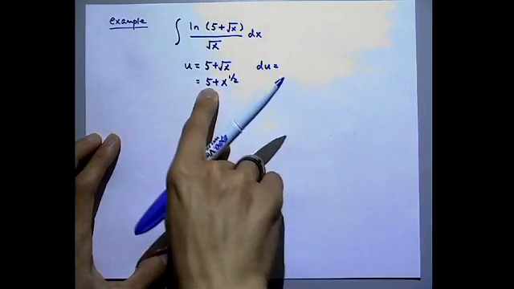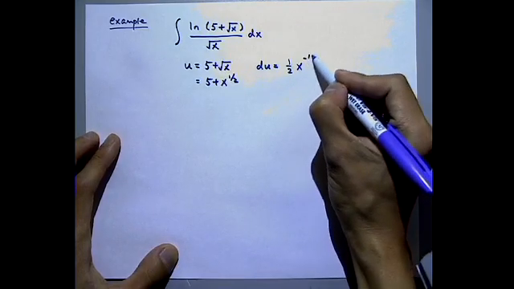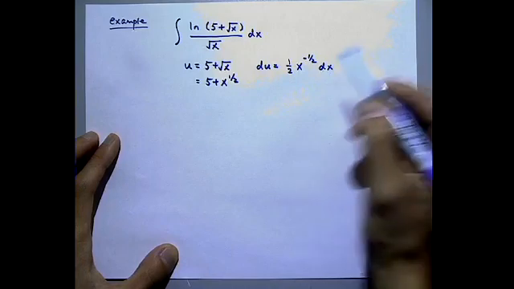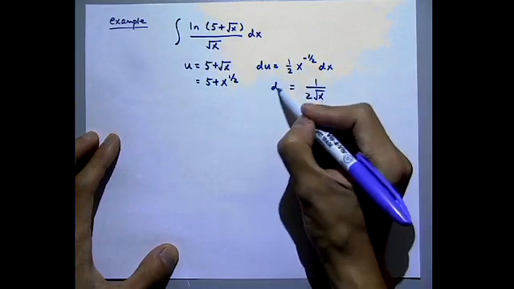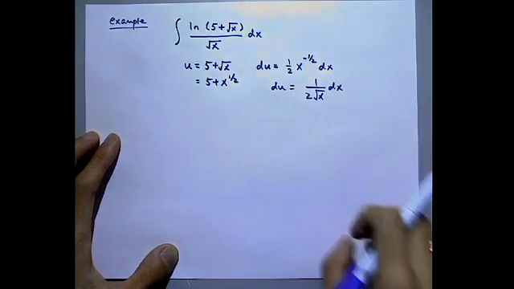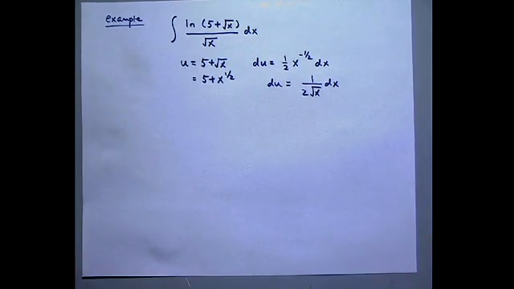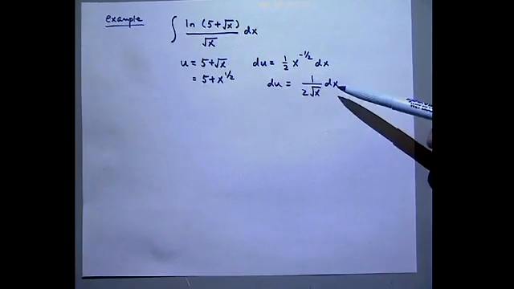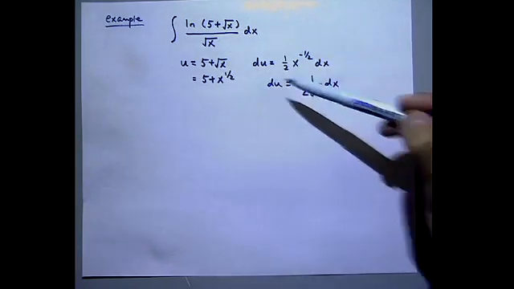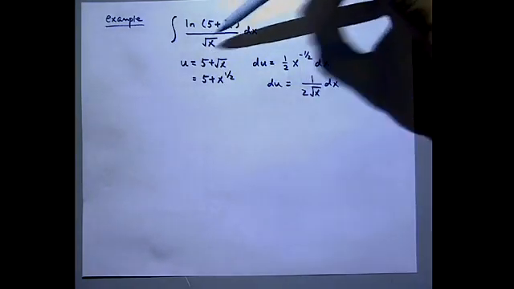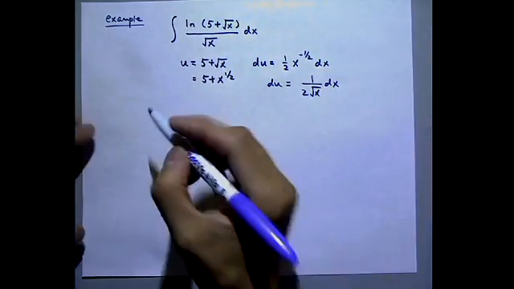Okay, du, therefore, 5 goes away, of course. So we get 1/2 x to the minus 1/2 dx, or 1/2 radical x dx. And now this is perfect. We have radical x down here and dx. Those turn into du. That's what we got. We got a constant 2 that doesn't really matter at all.